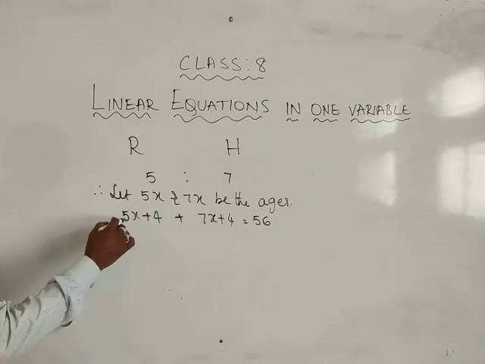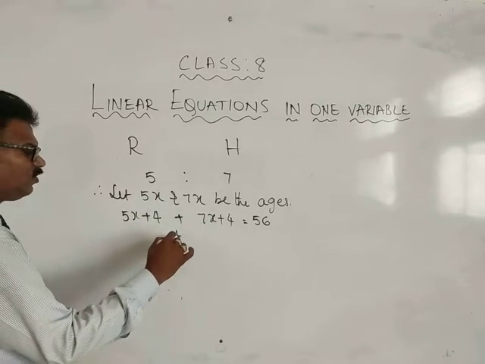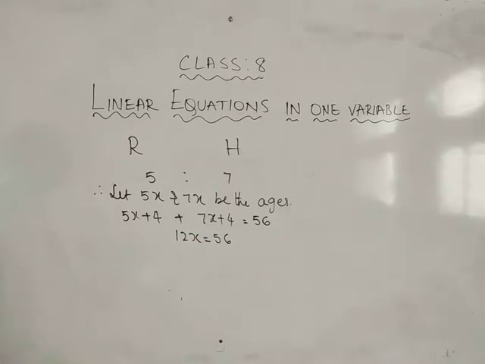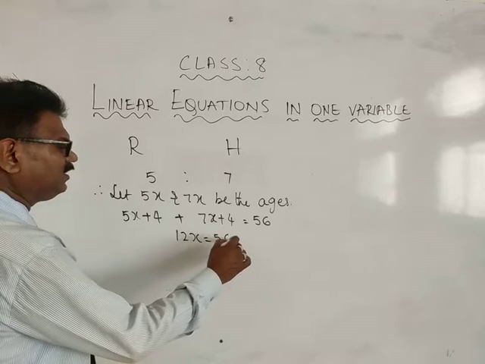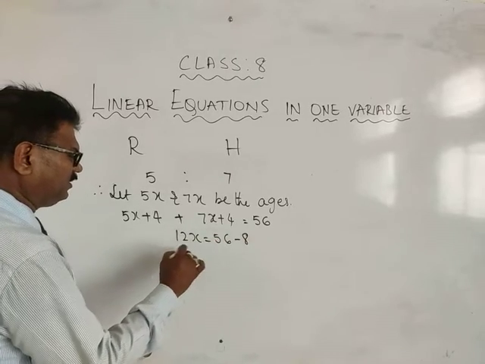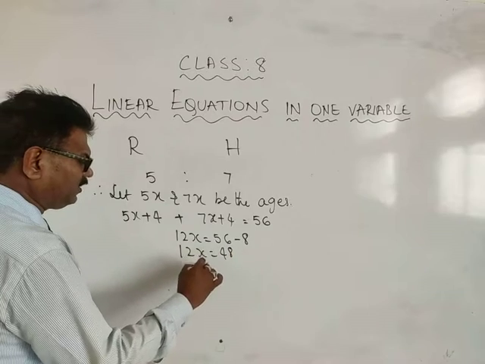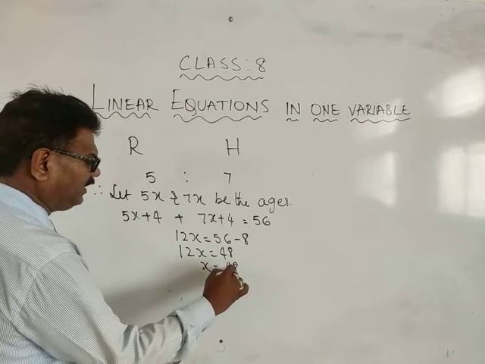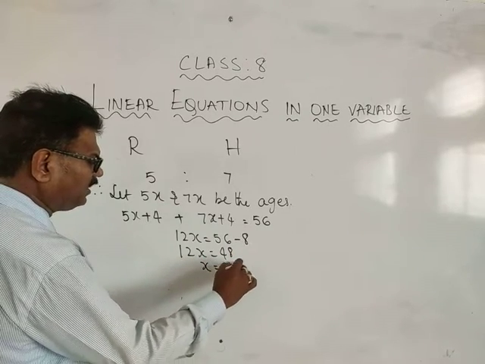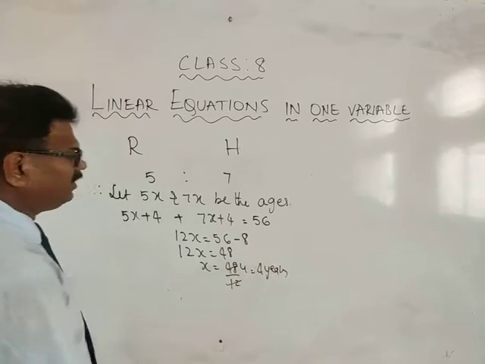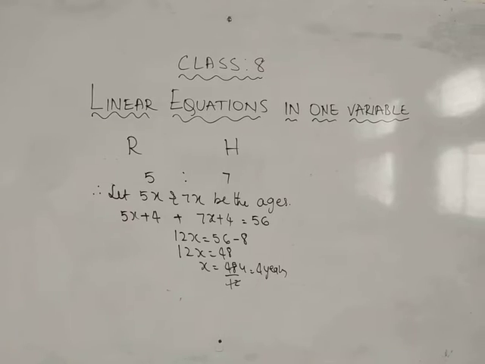Now very simple. 5x plus 7x is 12x equals 56. This 4 plus 4, if it goes to that side, becomes minus 8. Then 12x equals 48. Therefore, x equals 48 divided by 12. 12 ones are 12, 12 fours are 48. Therefore, x is 4 years. You can see.